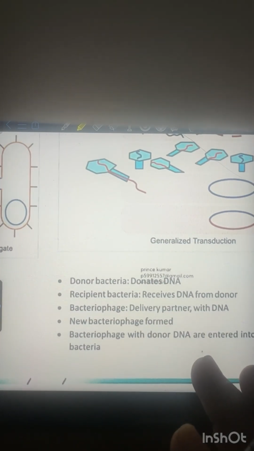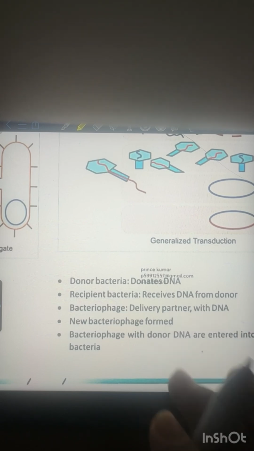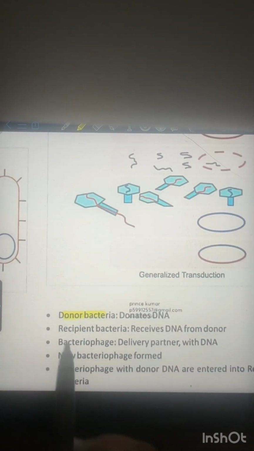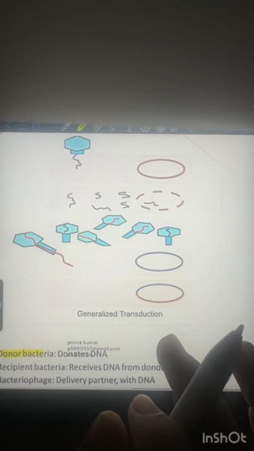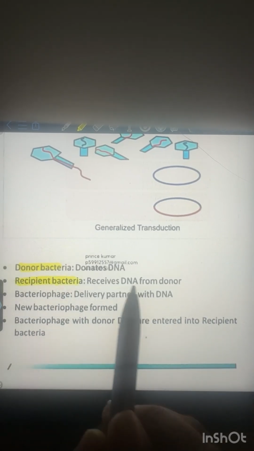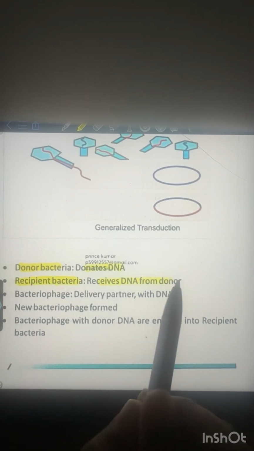So now let me explain the first one, that is generalized transduction. Look at the labelings very carefully. This is the donor bacteria. This is the restaurant from where the food should be picked up, and that food should be given to the person who's waiting for the food. So that is going to be the recipient bacteria. Who is going to pick up the food from the donor DNA and give it to the recipient? There comes the very famous food delivery app. So this is a bacteriophage, the delivery partner. This is your delivery boy who has reached the restaurant. After reaching the restaurant, it first enters the restaurant.